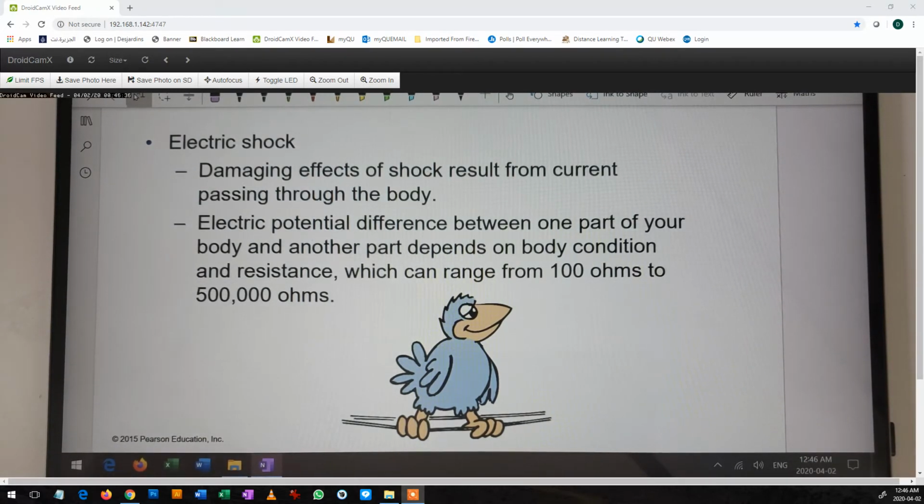Damaging effects of shock result from current passing through the body. Electrical potential difference between one part of your body and another part depends on body condition and resistance, which can range from 100 ohm to 500,000 ohm.